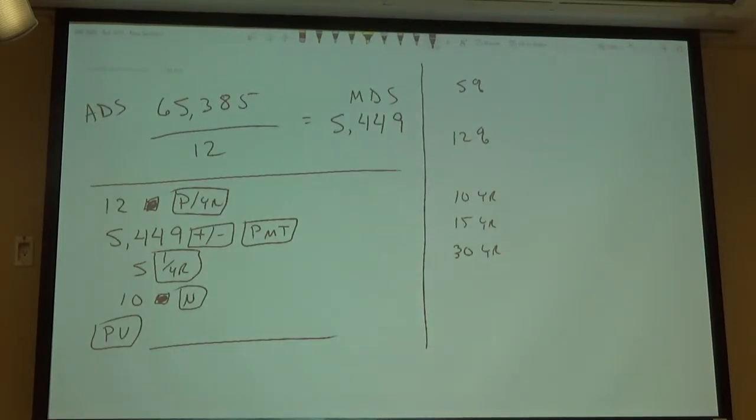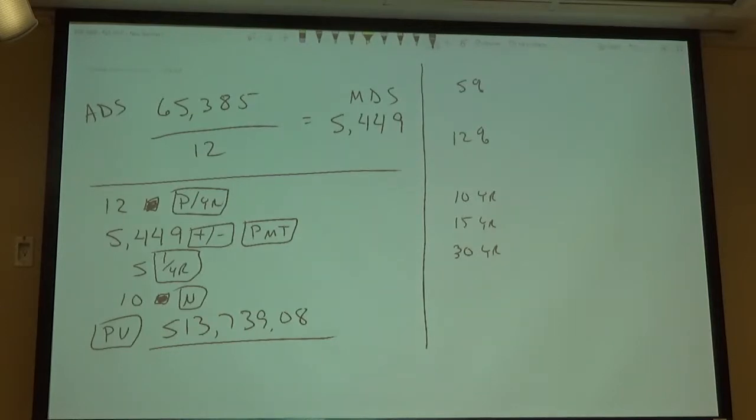All right, so let's see what we get. 5,449 payment, 5% interest rate, 10 years, 120 payments. So this is telling us our maximum loan based on this particular criteria is going to be $539,739 and let's say 8 cents. Okay? Does that make sense conceptually?